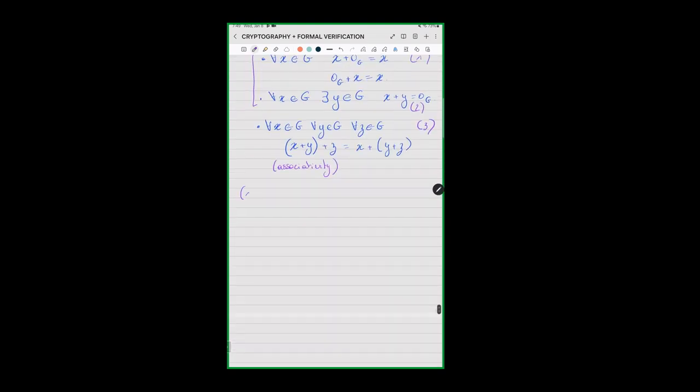And 1 plus 2 means that, if we've got these two properties, we said that 0 is the identity of the structure G, 0G, plus.